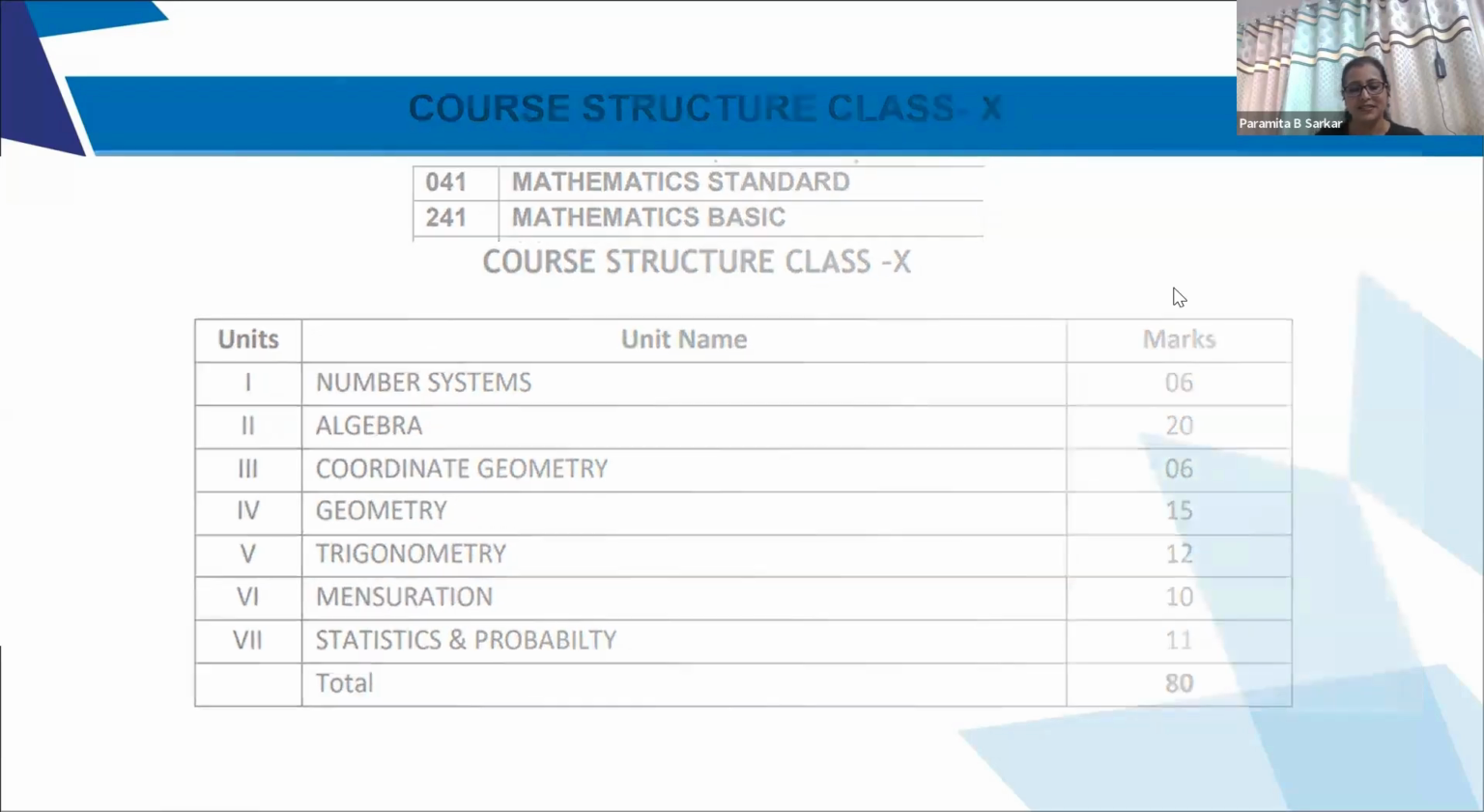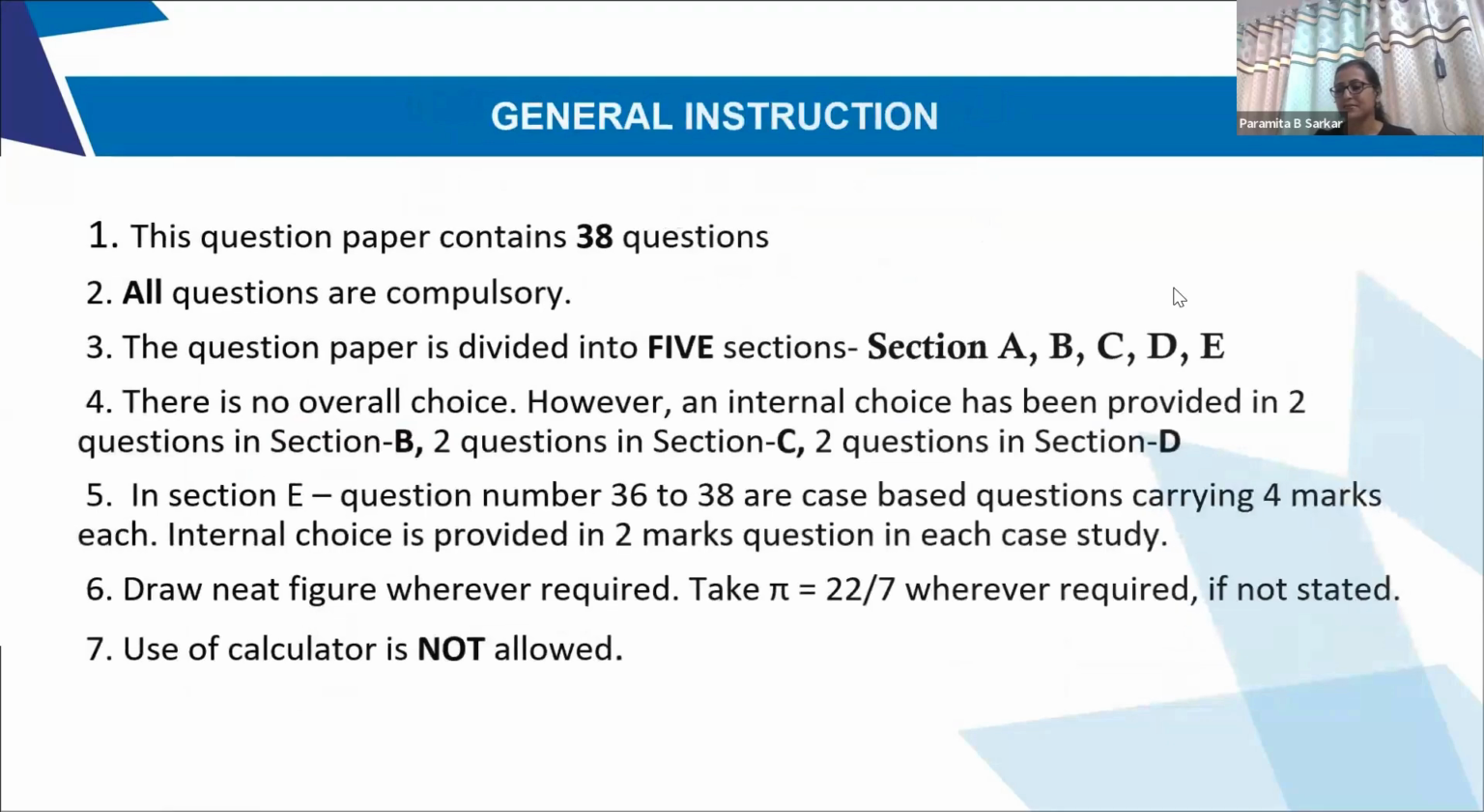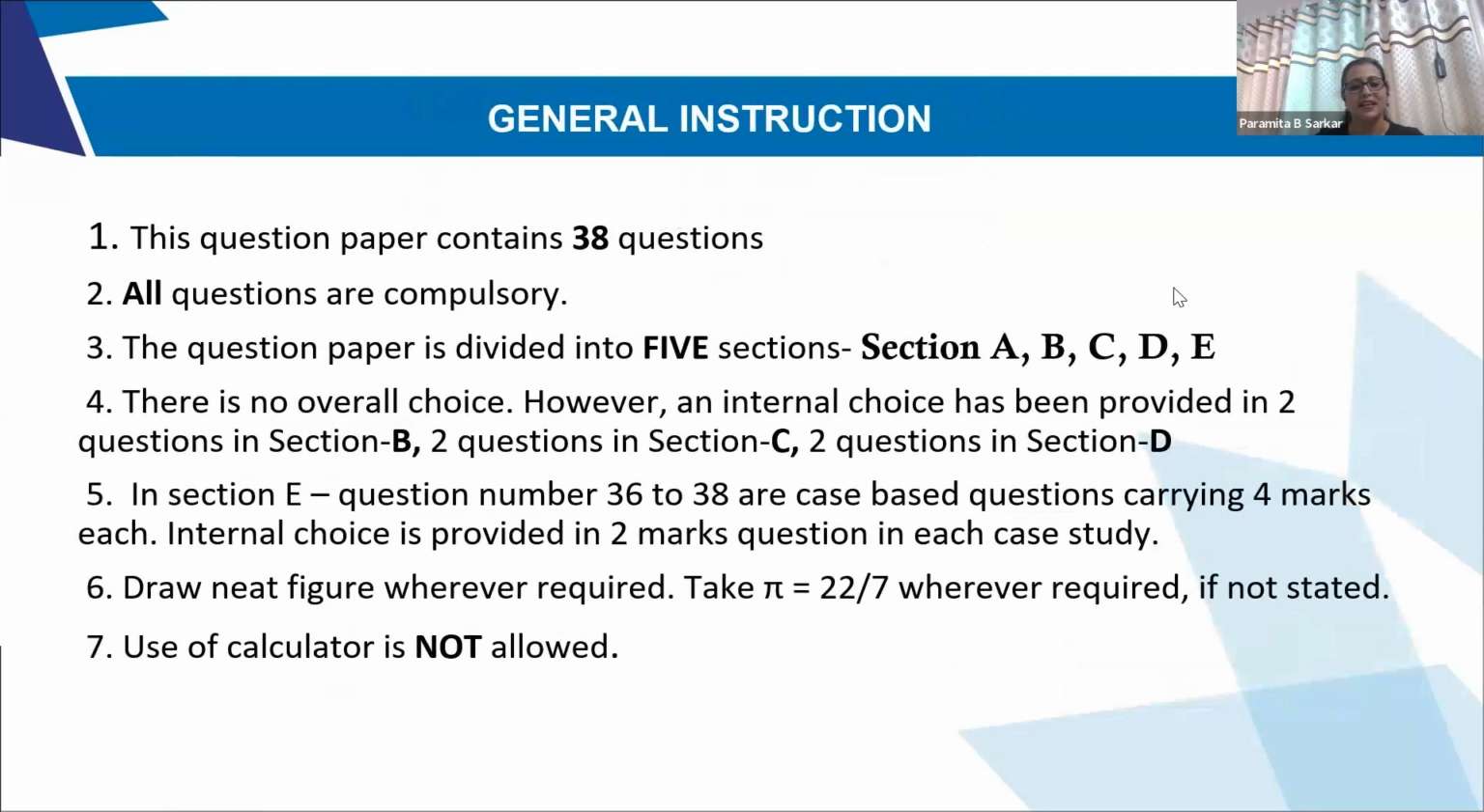Ma'am, move to the next slide. Let us look at some question paper guidelines. Now, already you have appeared for prelims 1, so you are aware of the question paper guidelines. Still, I am going to repeat it again. Your question paper will contain 38 questions and all questions are compulsory. There will be 5 sections, sections A, B, C, D and E.